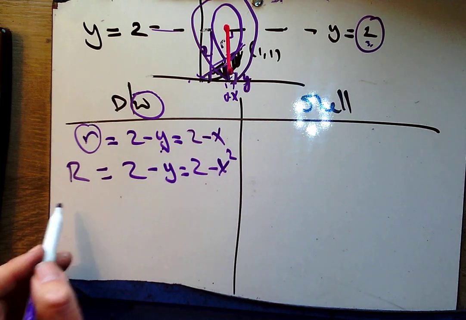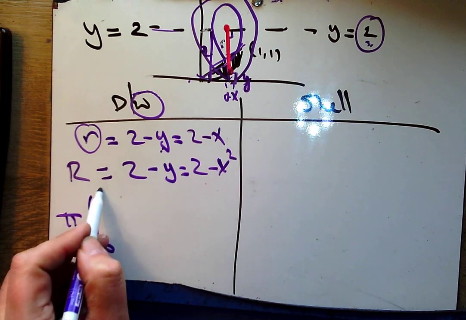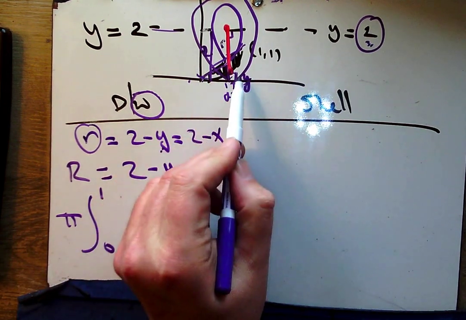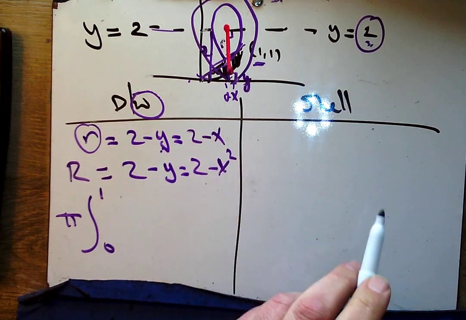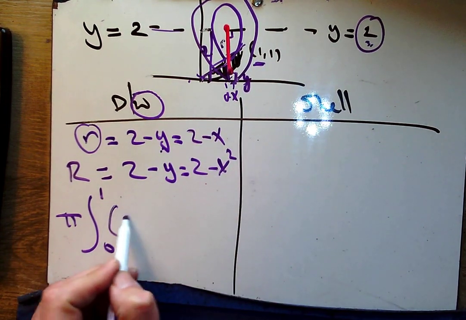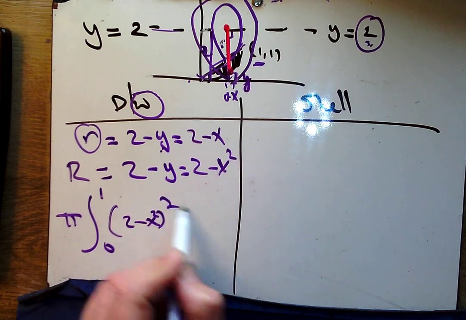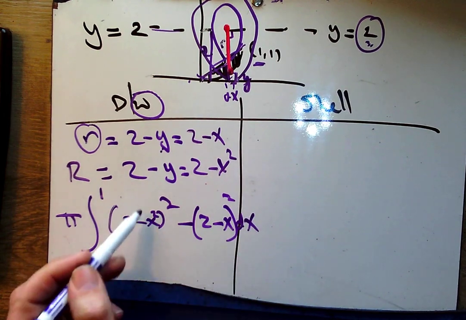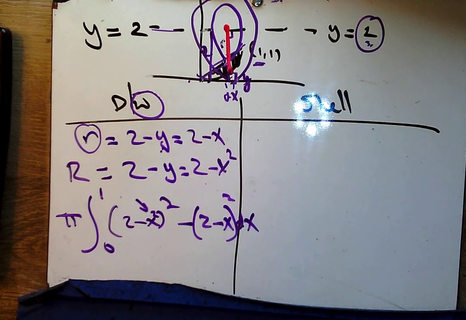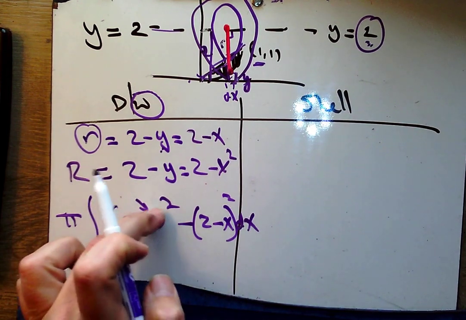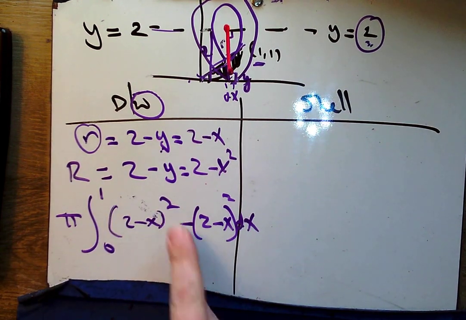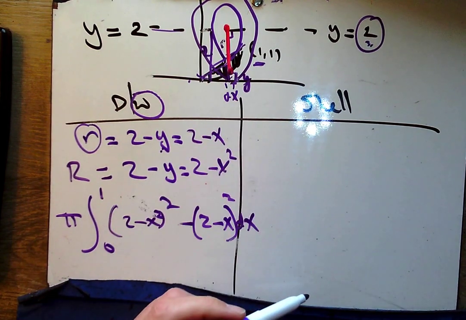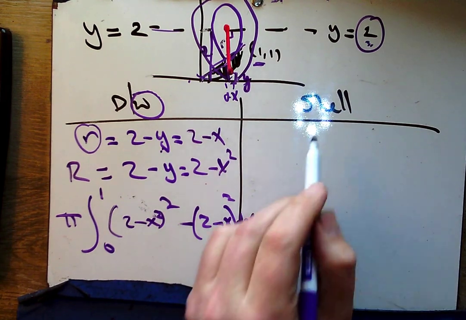So my setup for this, pi, 0 to 1, you're only going from 0 to 1 with these x's. Okay, and we've got big R squared minus little r squared. Don't lose that. A lot of kids do. And when a lot of kids lose that, look what they got: 2 minus x squared, 2 minus x squared, 0. And that doesn't have a value of 0. Okay? All right.